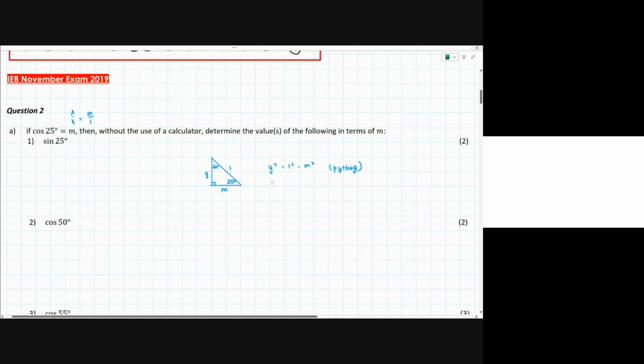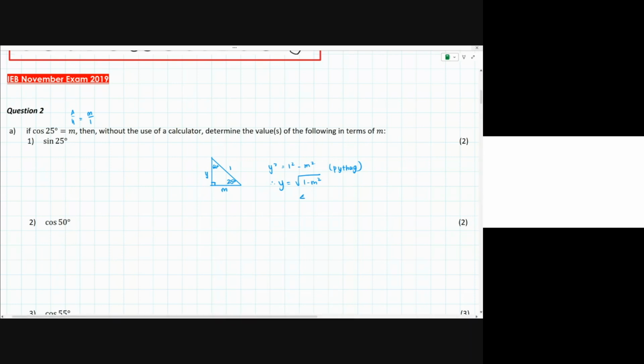And so we get that y is equal to the square root of 1 minus m squared. Remember, grade 12s, again, I said this on Monday, we don't take the square root of 1 and the square root of m. They're two separate terms underneath my square root. I have to leave it there.